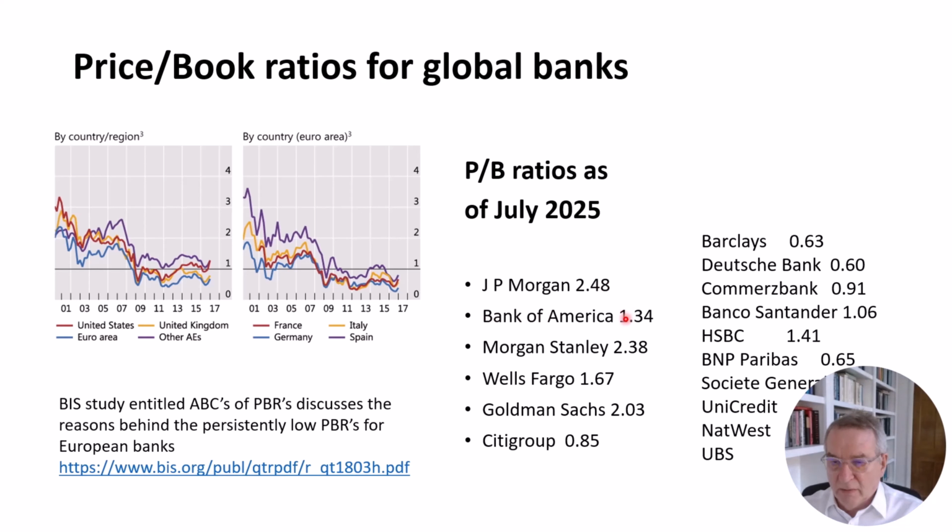Bank of America, a more typical level, 1.3. Morgan Stanley, again very high, somewhat similar to JPM. Wells Fargo, Goldman just above 2. And Citigroup down here is actually the outlier with the lowest, effectively a 15% discount, which the market cap has against what the net worth determined by, say, an accountant would be. So it's a 15% discount.